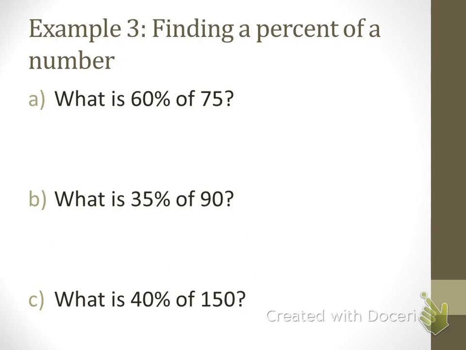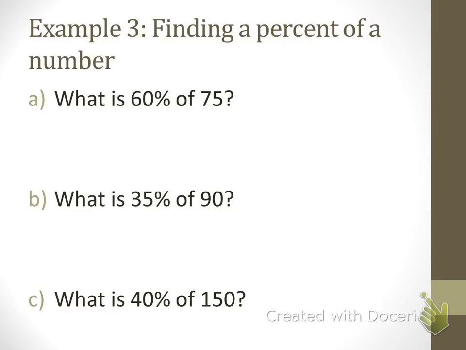Now in example 3, we're finding a percent of a number. And this really lays the foundation for the rest of the chapter. Anytime I want to find a percent of a number. Now, of indicates what operation?